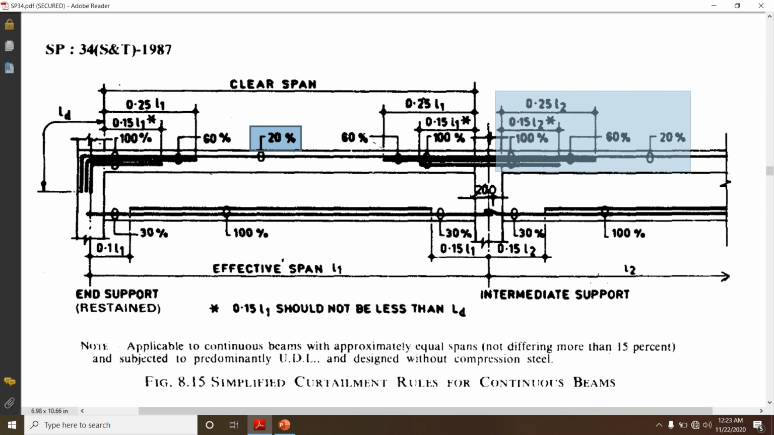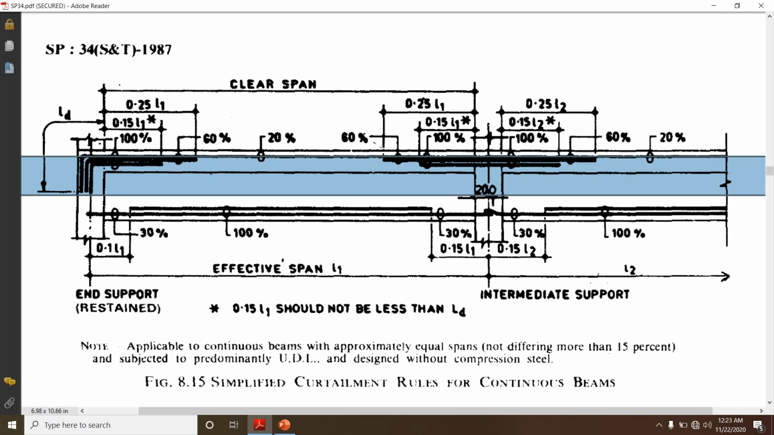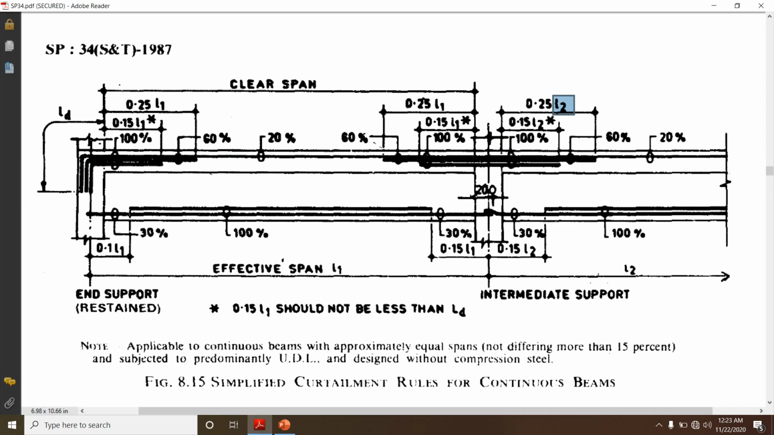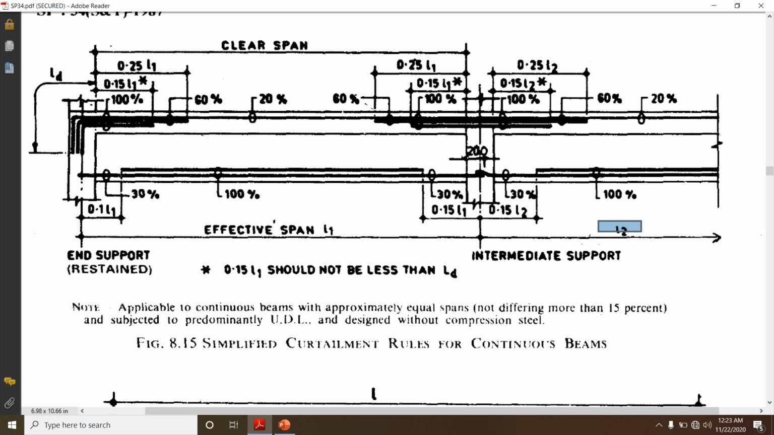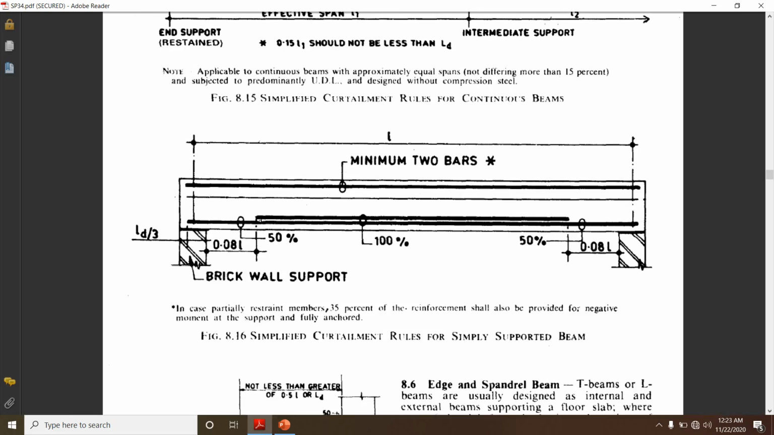Similarly on the right side also we can do the same thing, but we have to take care that this span will be L2, which is this second span. So this is regarding the curtailment rule for continuous beams. Overall, what you can remember is at what distance you can curtail: 0.25 times of L1 at the top supports. At the bottom we can have 0.1 times of L1 at the end support, and 0.15 times of L1 near the intermediate supports.